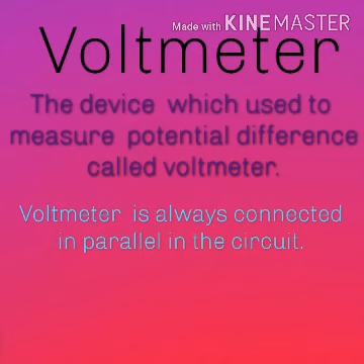Voltmeter. The device which is used to measure potential difference is called a voltmeter. A voltmeter is always connected in parallel in the circuit. How is a voltmeter connected? It is connected in parallel in the circuit.